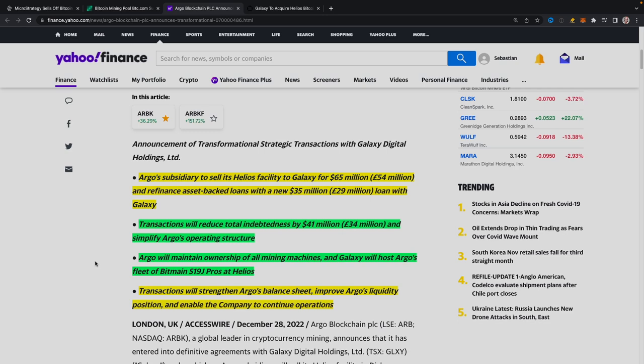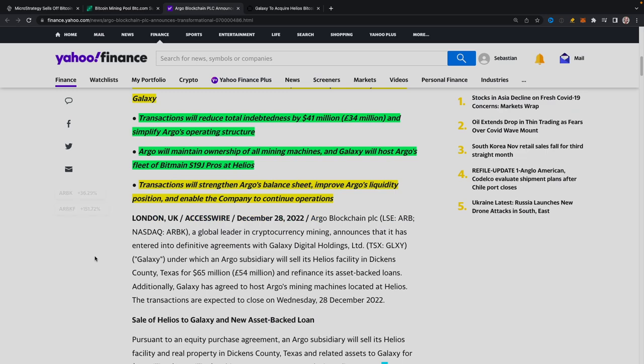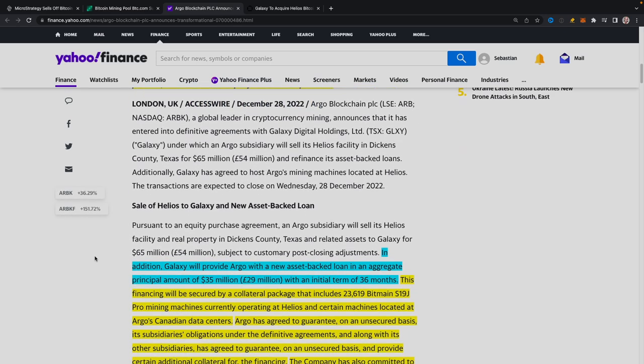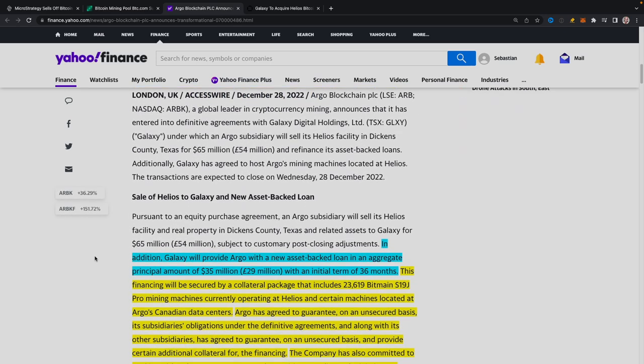So that's good. Transactions will strengthen Argo's balance sheet, improve Argo's liquidity position, and enable the company to continue operations, which is great news as well. There was a lot of fear with them going potentially bankrupt. So the sale of Helios to Galaxy and new asset-backed loan.